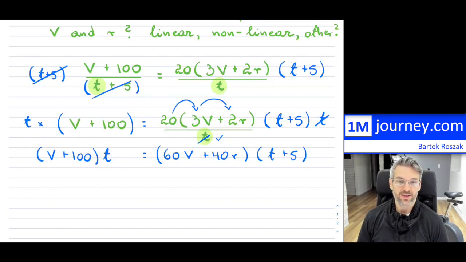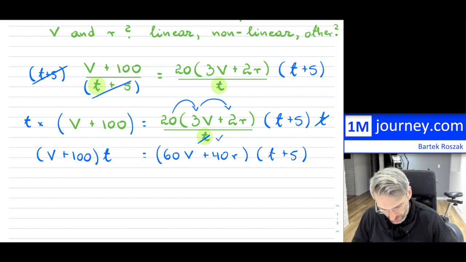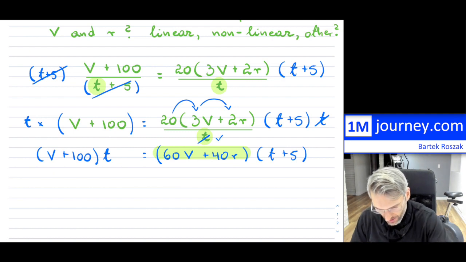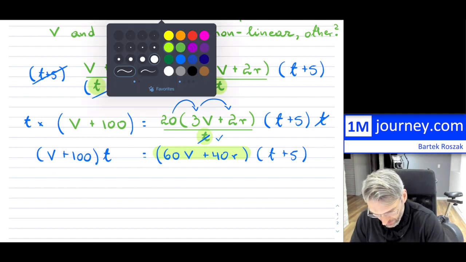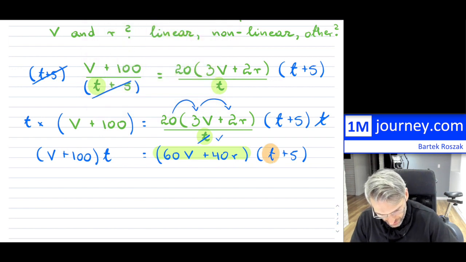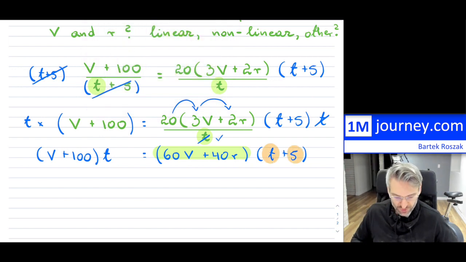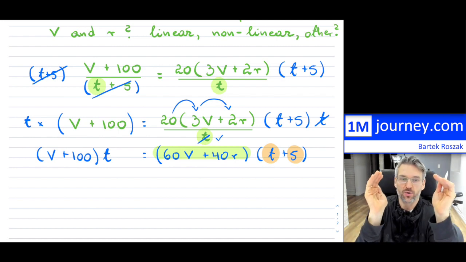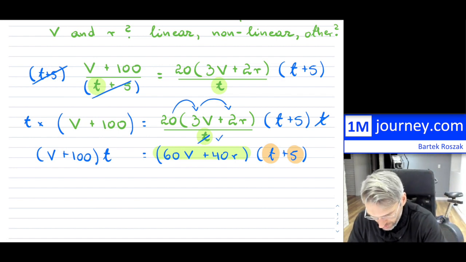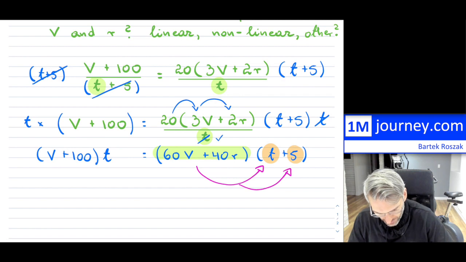Now at this particular stage, this whole thing is actually just one factor, right? And now I have two terms within this bracket, t and 5. So sorry, it's one factor as a whole in the bracket, but it has two terms inside. So what I'm going to do is bring this and multiply it through this, and multiply it through that.